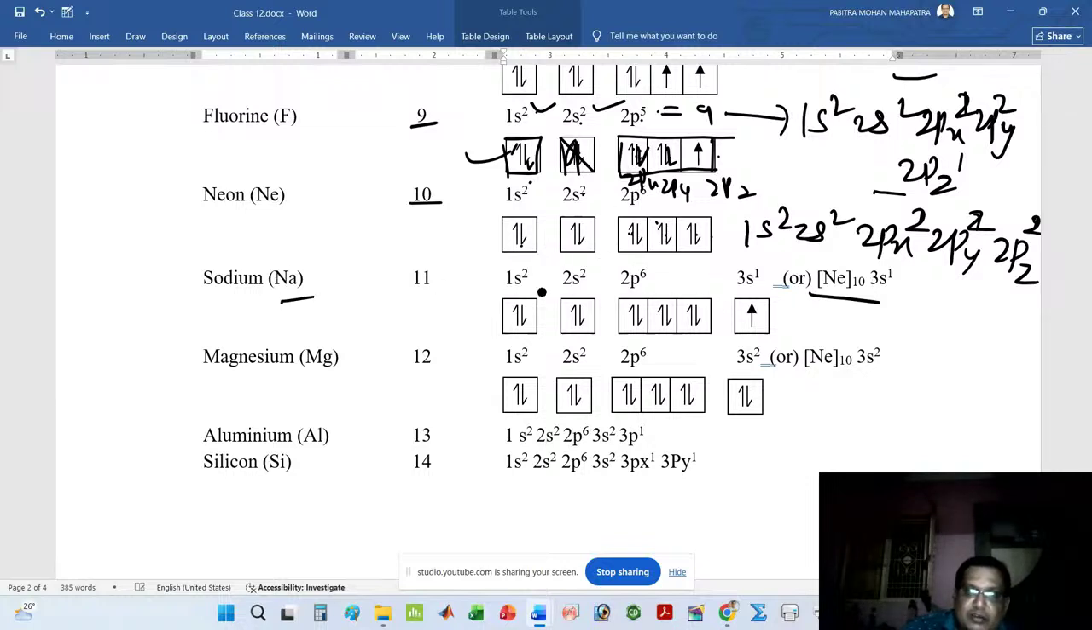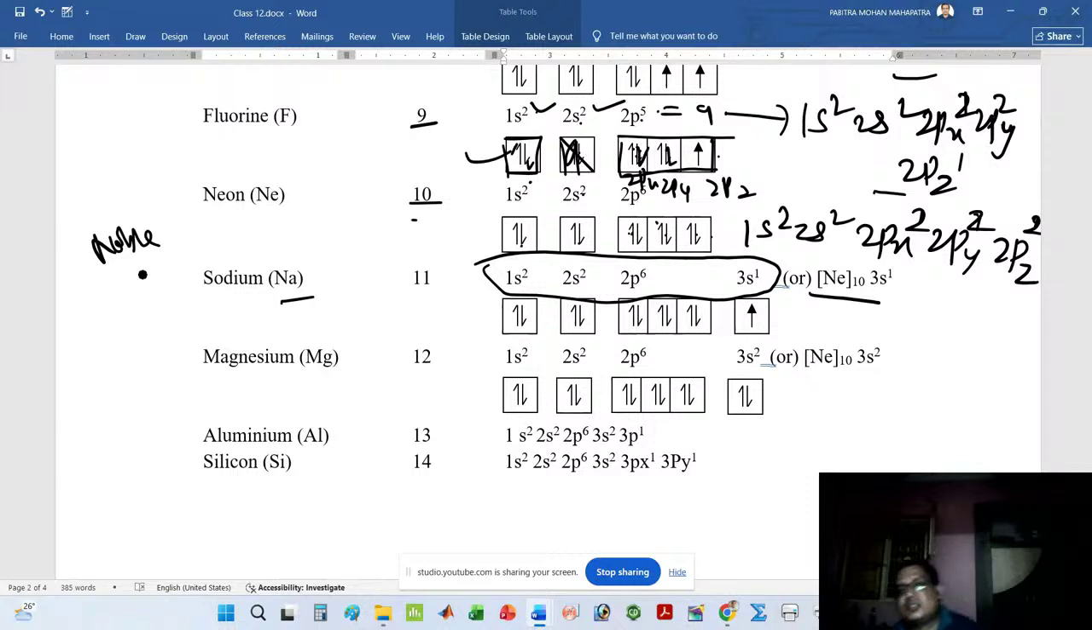See, this is the electronic configuration of sodium. If you think about sodium, it is just nearer to neon. Neon is a noble gas. Noble elements are those elements which have a stable electronic configuration. Stable electron configuration means the valence shell must be complete. That means it follows the octet or duplet rule.